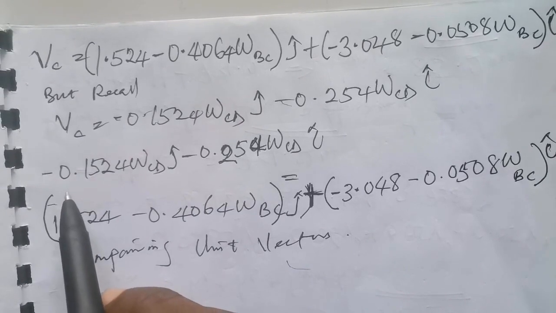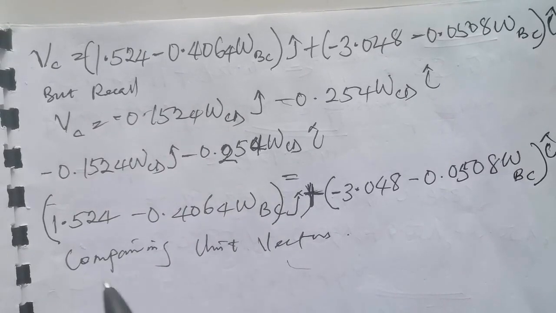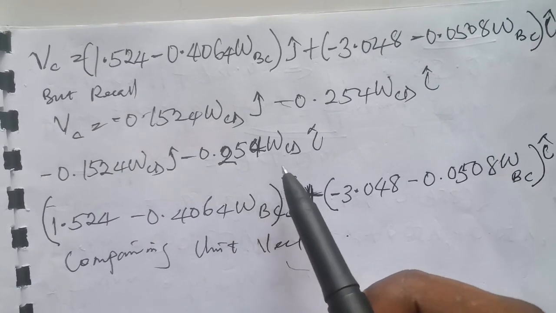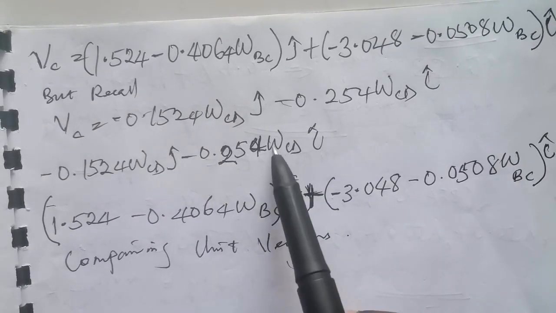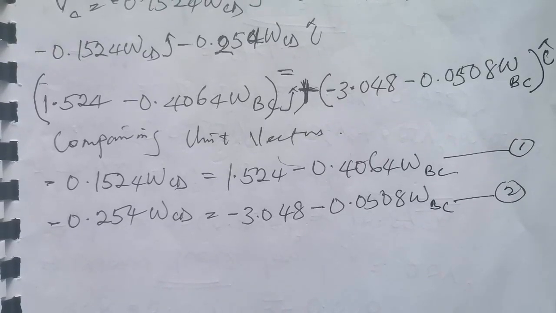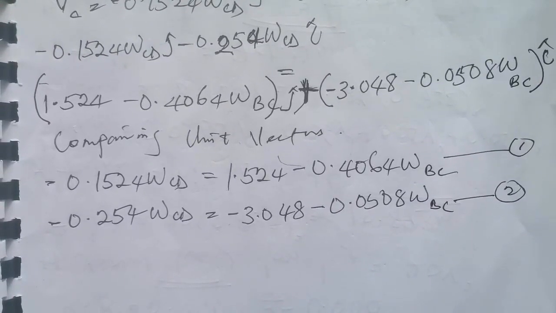So I have here minus 0.1524 omega CD in the J direction. So this is going to be equal to all these terms in the J direction. Similarly, I have here 0.254 omega CD in the I direction. Since this is in the I direction, it's going to be equal to all these terms over here in the I direction. So we are going to have two different equations. Let's form them and see. By so doing, we have two different equations, equation 1 and equation 2, which arise from the comparison of unit vectors. Now, let's pull back the diagram and see.